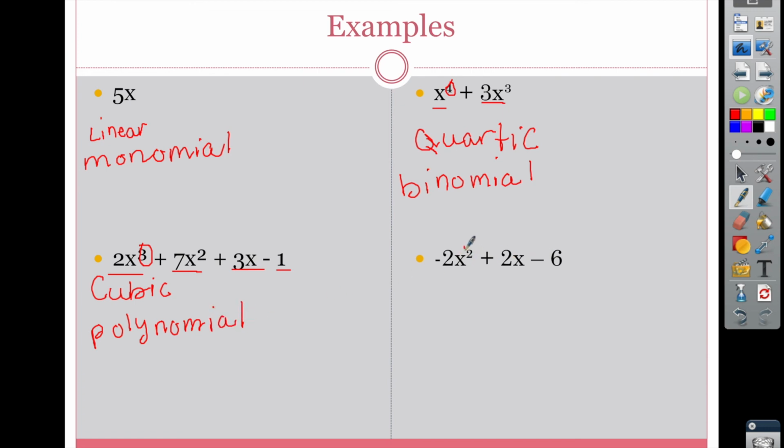Okay, so our next one is raised to the 2nd power. So this would make this a quadratic. It has 3 terms: 1, 2, 3. So this makes this a trinomial.